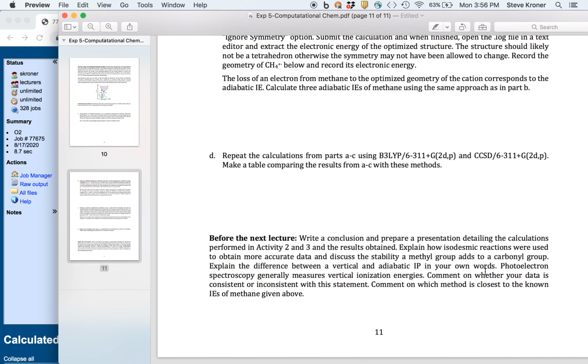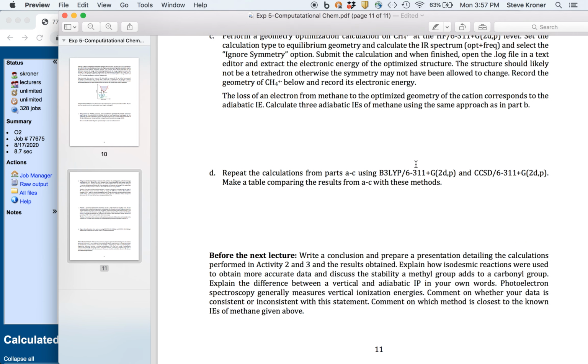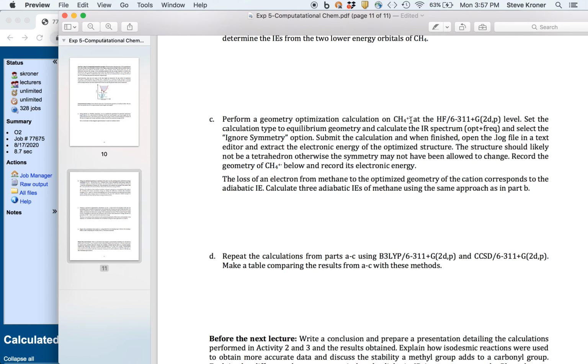Before the next lecture, we're writing a conclusion and making a presentation on activities 2 and 3 for this experiment, talking about how isodesmic reactions helped us in the determination of reaction enthalpy, and a little bit about the electron spectroscopy and our results from activity 3. In a separate video, I'll go through getting some of the MO energies from a methane calculation. So that's our brief introduction to activity 3.